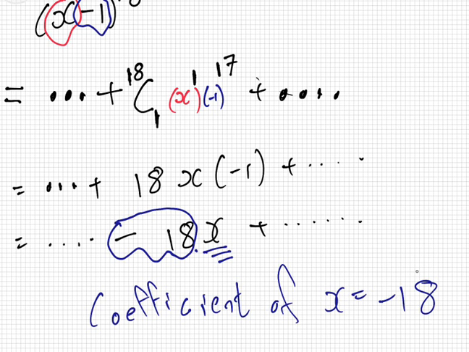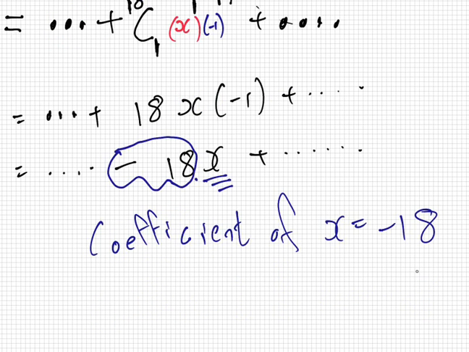I've seen this in the exam, and the next one I've seen in the exam as well. Okay. Scrolling down. This is 3a. 2x minus 1 power 4.